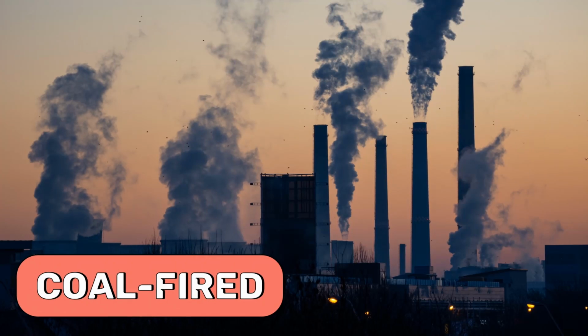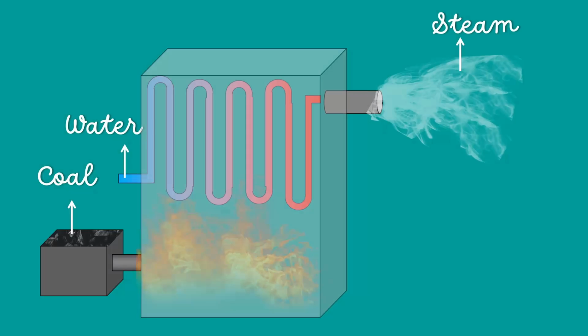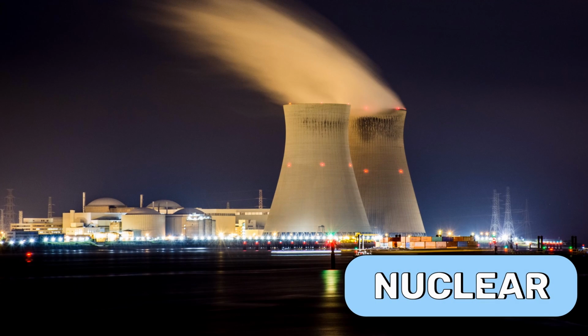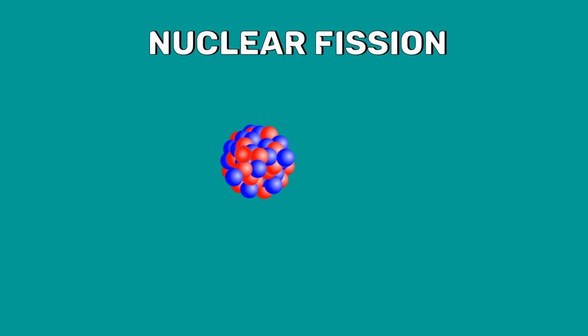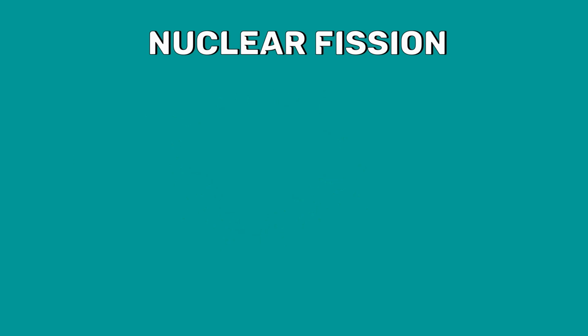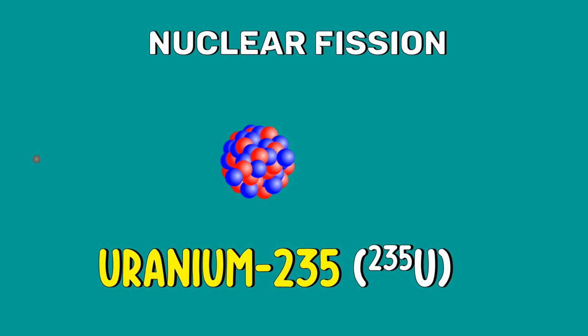In coal-fired thermal power plant, coal is burnt in the boiler which converts water into steam. Whereas in nuclear power plants, the heat released during the fission reaction is used to boil water. The nuclear fission reaction is triggered by hitting uranium-235 with neutrons from another source.